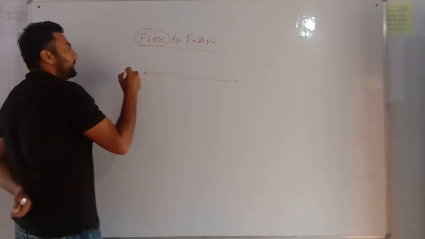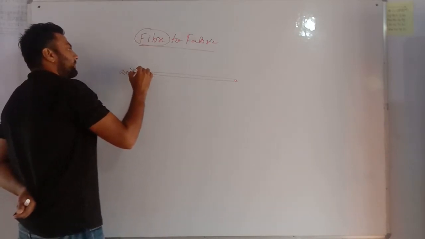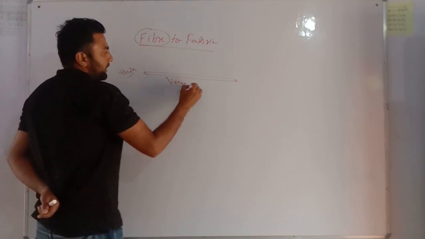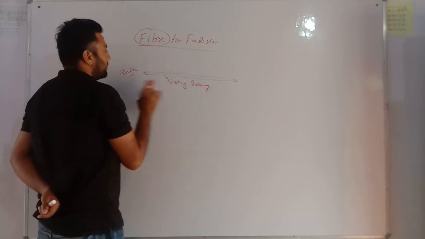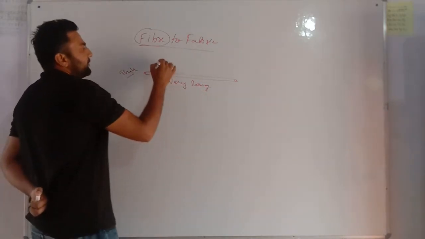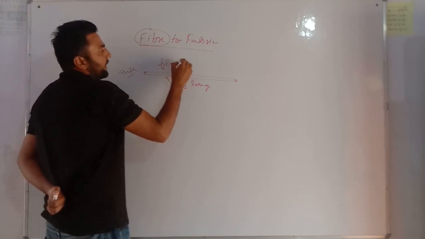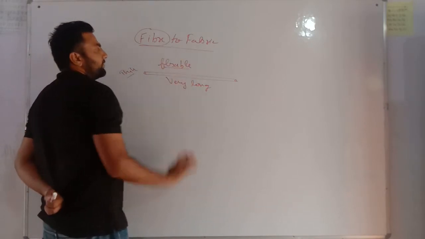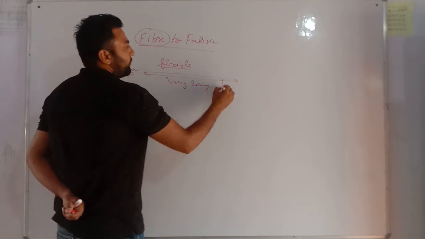very long but thin strand. A very long but thin strand is known as fiber. Basically, fiber is flexible.